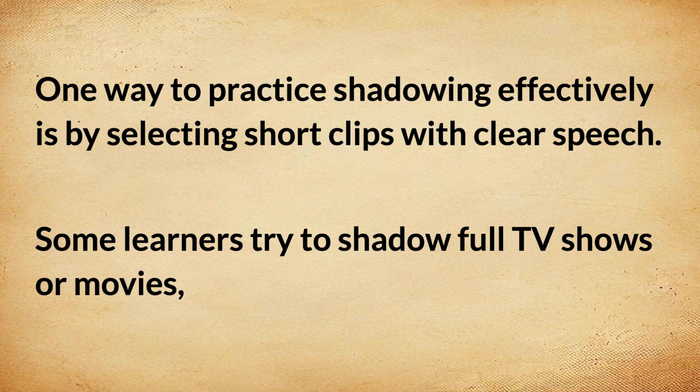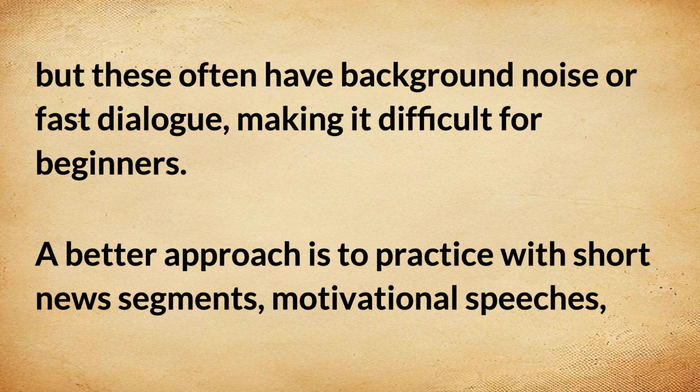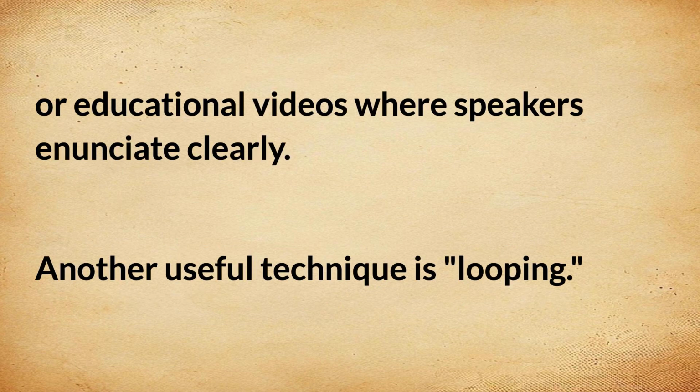One way to practice shadowing effectively is by selecting short clips with clear speech. Some learners try to shadow full TV shows or movies, but these often have background noise or fast dialogue, making it difficult for beginners. A better approach is to practice with short news segments, motivational speeches, or educational videos where speakers enunciate clearly.